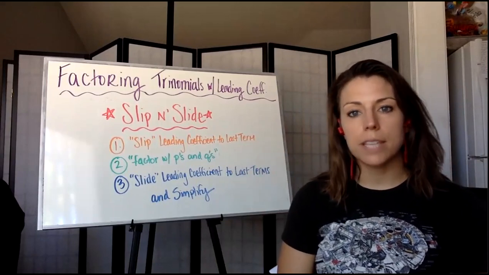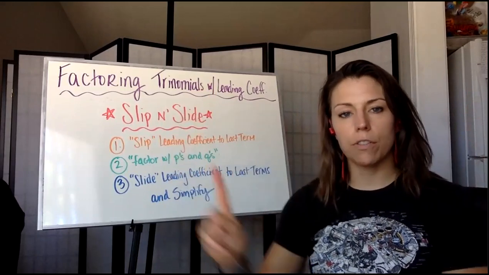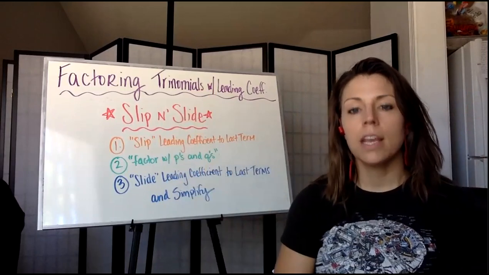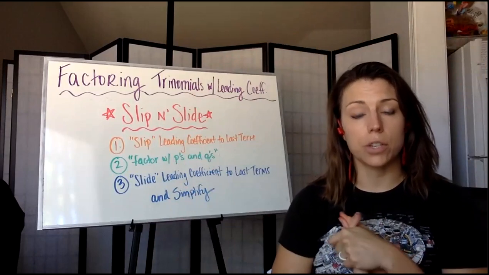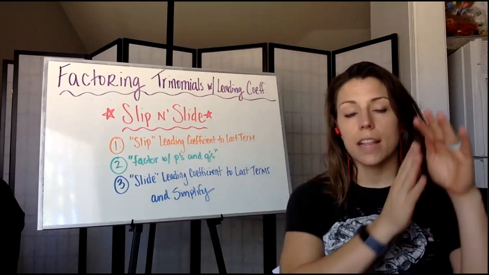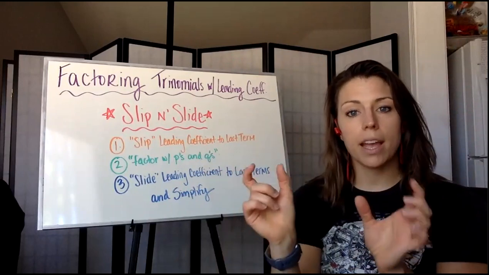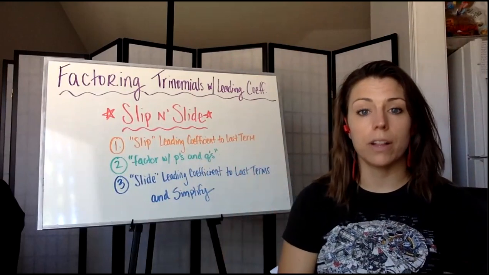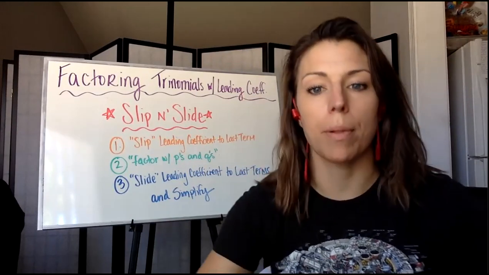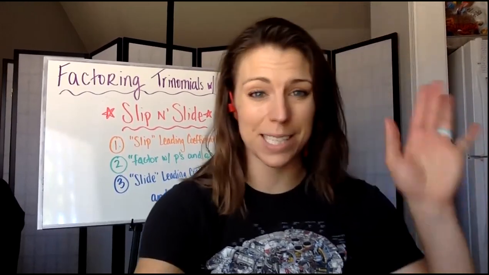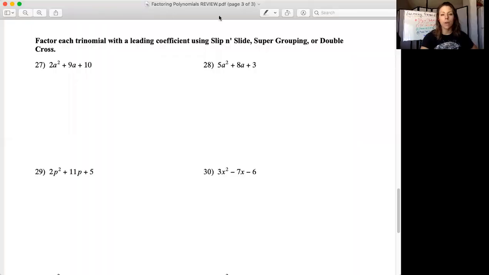The first step in slip and slide is to slip the leading coefficient down to that last term. Then you're working in this alternate universe with this different trinomial, so you'll factor it using P's and Q's. Then at the end, you'll slide that leading coefficient back under the last terms in each binomial and simplify. Again, these steps will make a lot more sense once we look at some worksheet practice problems right now.